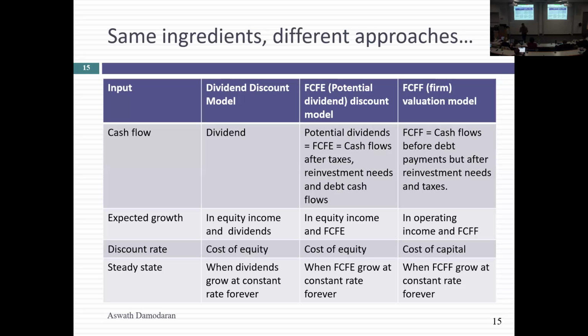You see how it changes the frame of reference? Instead of using dividends, I estimate these potential dividends. Let's give it a fancy name. Let's call it free cash flow to equity, but that's basically potential dividends. It's still a cash flow to equity, so I discount it at the cost of equity. I still have to put closure when I get to year 5 or 10.